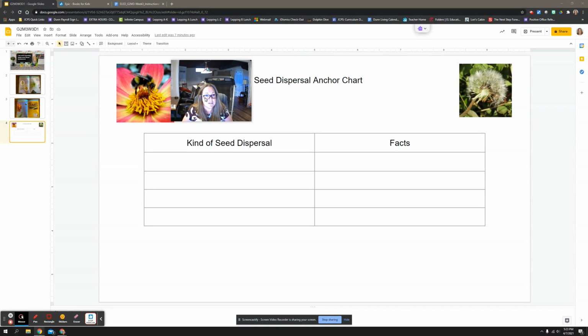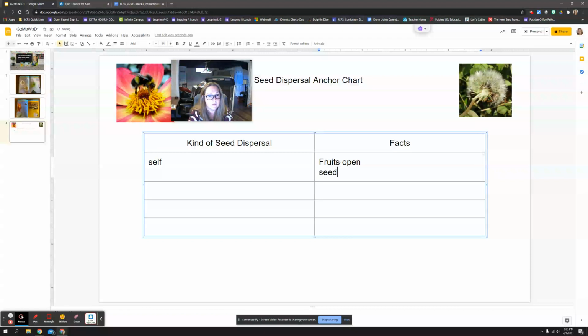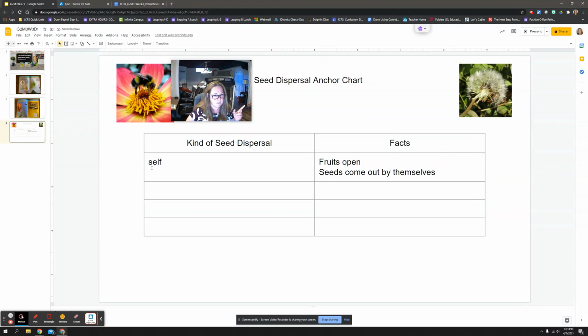Okay, this is our seed dispersal anchor chart. One way that seeds can get dispersed is by themselves, so I'm going to write self. Some of the facts about that would be that maybe the fruit opens and the seeds come out by themselves. Okay, that'll help me remember that. How do the seeds move by themselves? Oh yes, as the fruit opened, the seeds kind of burst out.